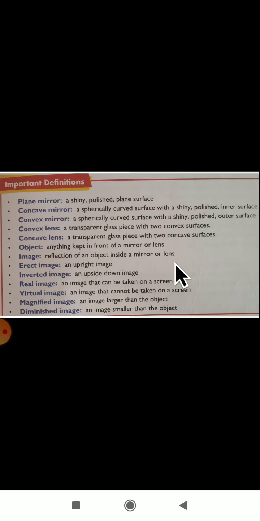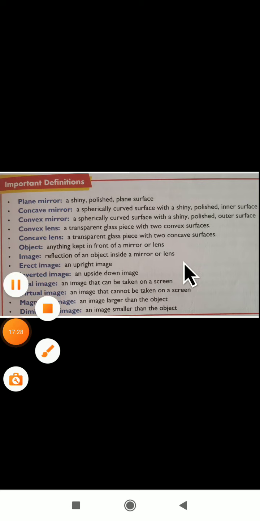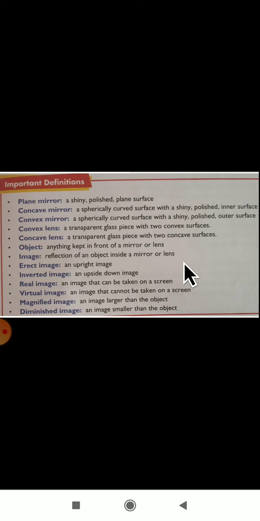Here are some of the important definitions. We'll go one by one here. What is a plane mirror? It is a shiny polished plane surface. What is a concave mirror? It is a spherically curved surface with a shiny polished inner surface. Convex is nothing but it is with a shiny polished outer surface. This is inner surface, this is outer surface.